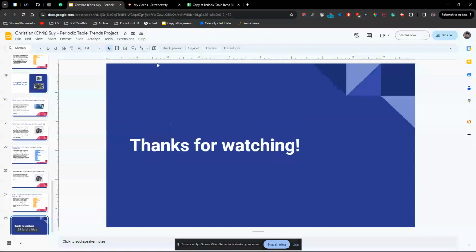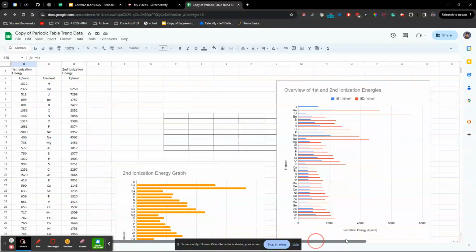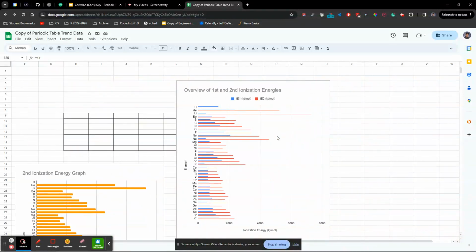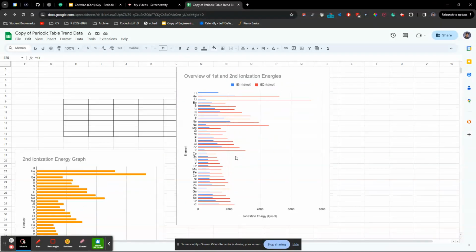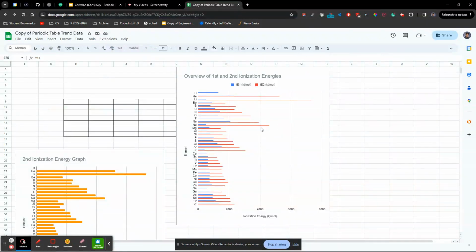Thanks for watching. And on a side note, here is the overall overview of both first and second ionization energies. Comparing first and second for selenium and arsenic, you can clearly see the difference here. When noting selenium and oxygen, there is a bit of a difference looking at this graph. This is an overview that I forgot to include earlier, and I just wanted to mention that it would have probably been a good idea to include.